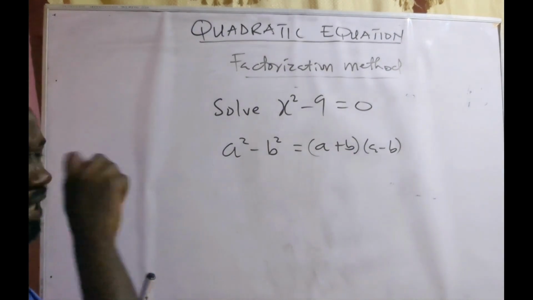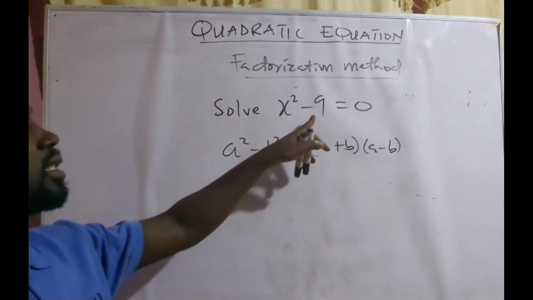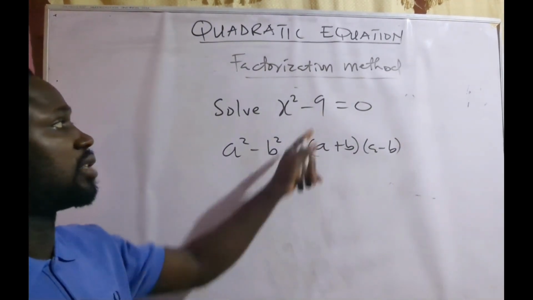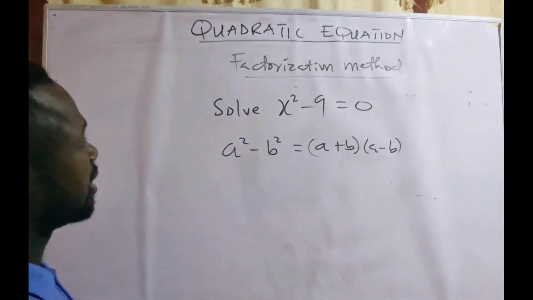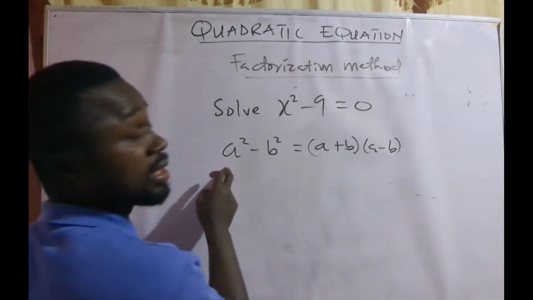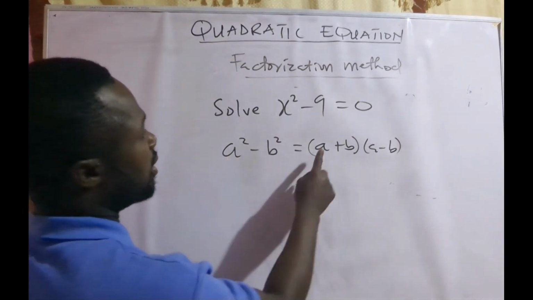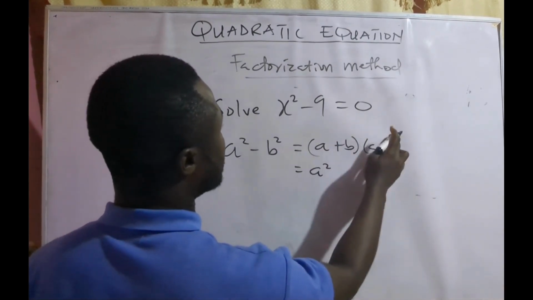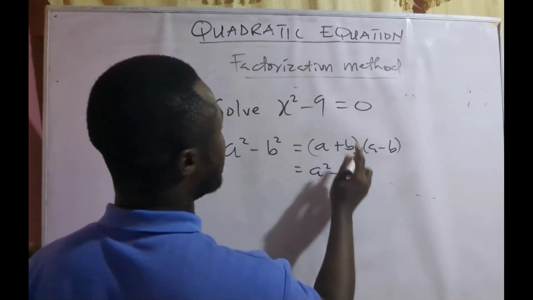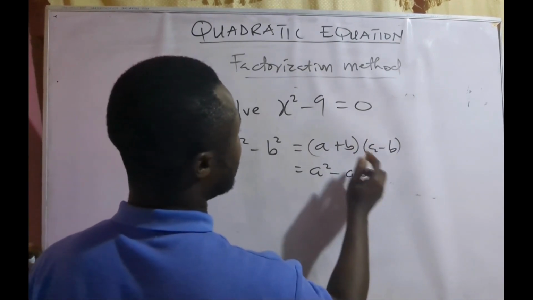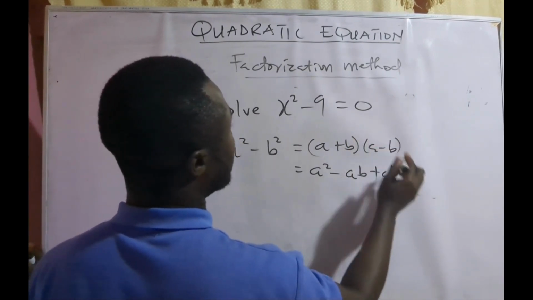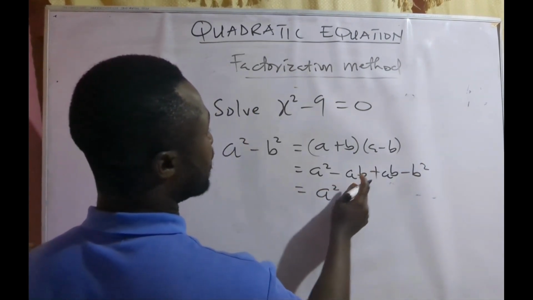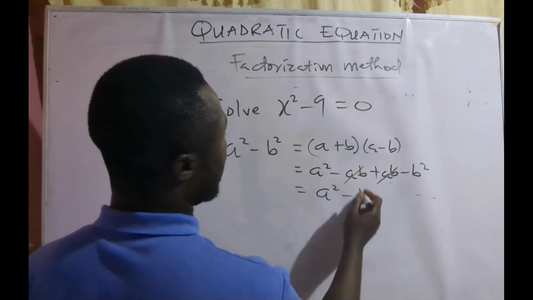And how did we know this is a difference of 2 squares? The reason being that 9 is a perfect square, and 3 squared is going to give me 9. Alright, and when you expand this, you get back the same thing here that we have. So for instance, a times a will give me a squared, a times negative b will give me negative ab, b times a will give me ab positive, and b times negative b will give negative b squared. So you realize that we have a squared, negative ab plus ab will go away, minus what? b squared.